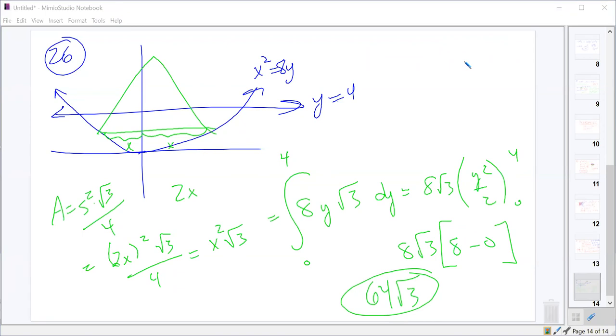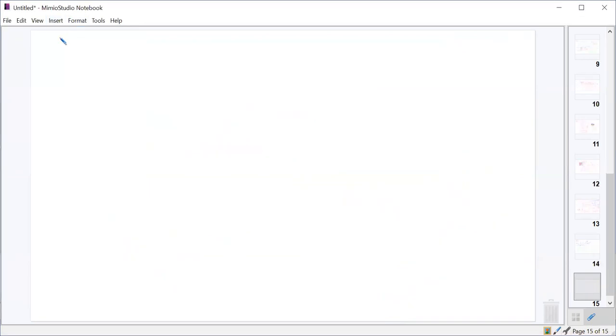All right. Next one. 48. All right, let's see here. 48. Okay. 48 says we've got y equals x squared.